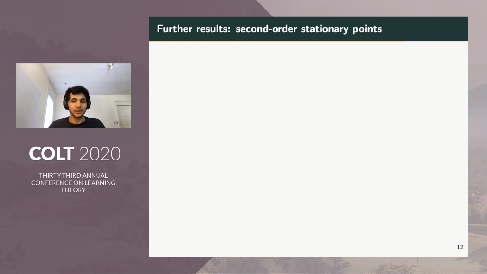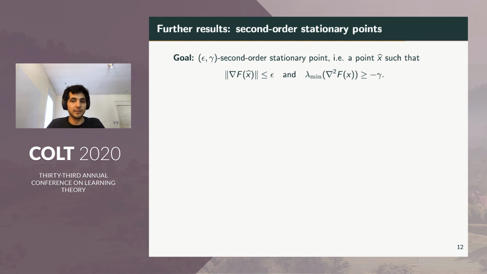Moving beyond the task of finding epsilon first order stationary points, we also consider the problem of finding epsilon gamma second order stationary points. That is, to find a point x hat such that the gradient of the objective at that point is smaller than epsilon and at the same time the curvature is not too negative. That is, the curvature is larger than minus gamma.